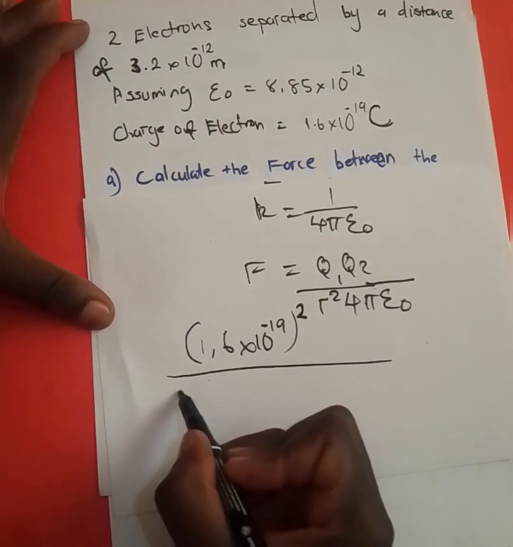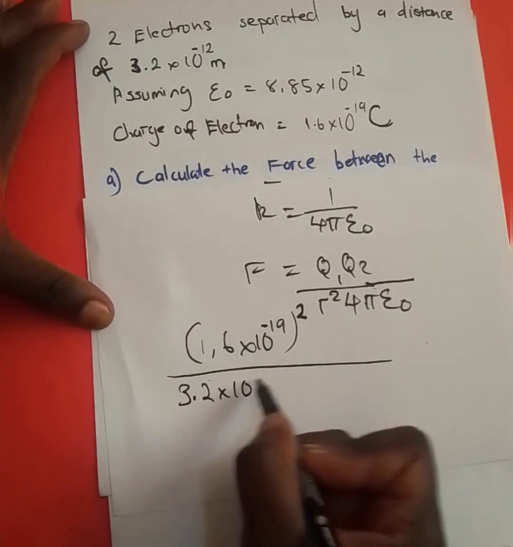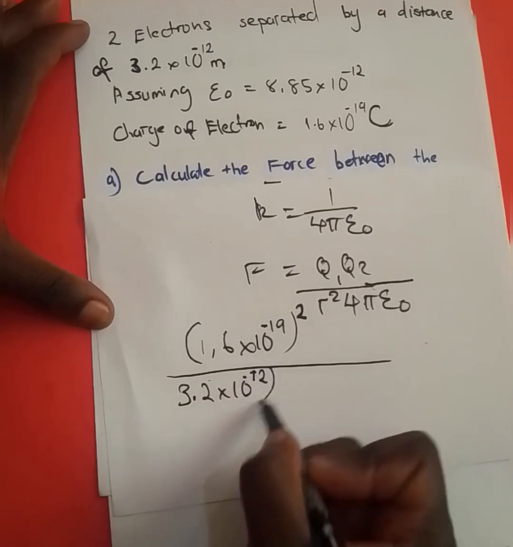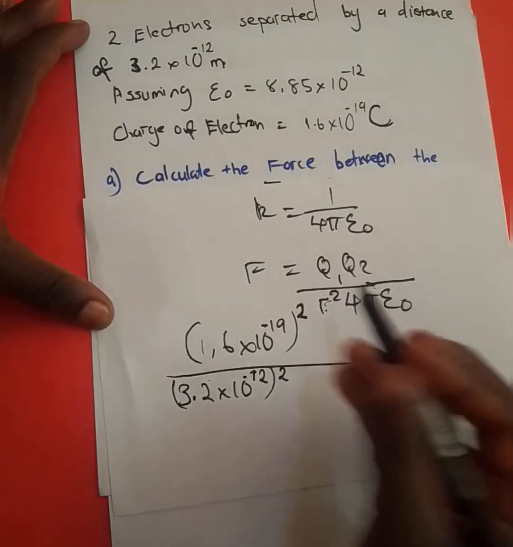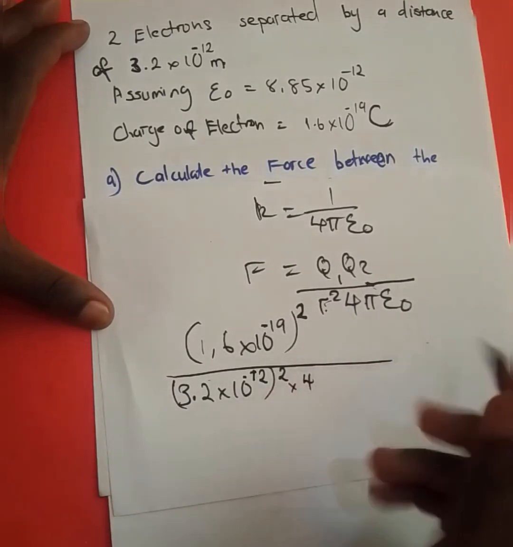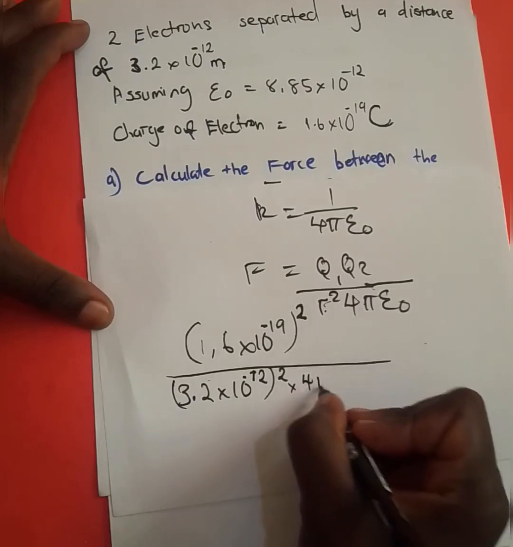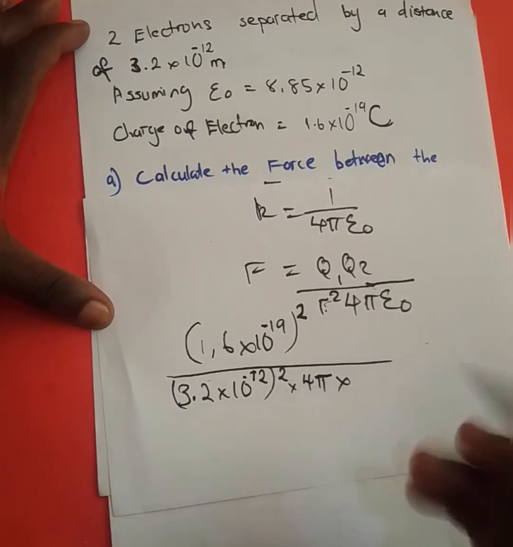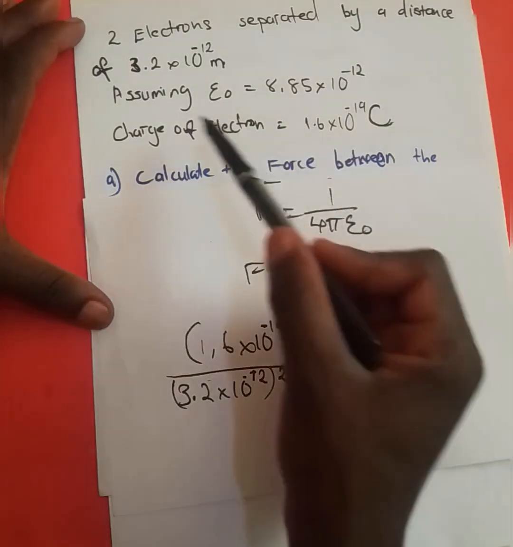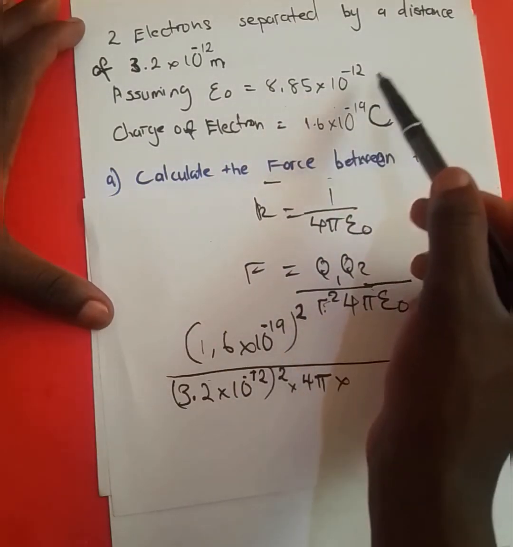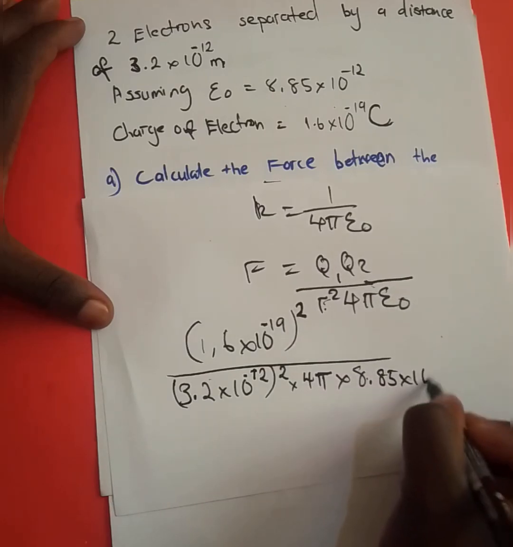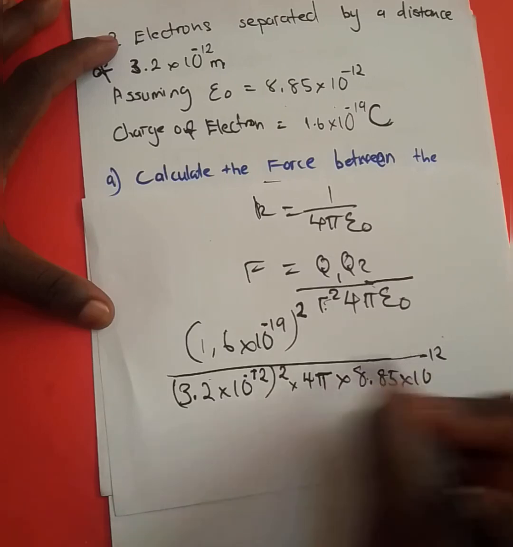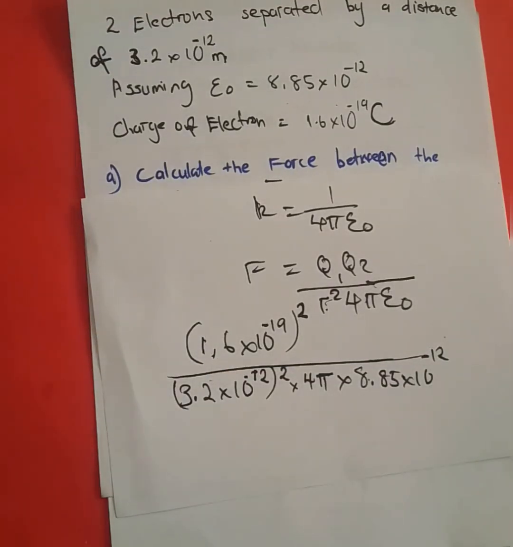So we have 3.2 times 10 to the power negative 12, and the distance is squared since it's R squared, times 4 pi times E naught. E naught is the constant we've been given, which is 8.85 times 10 to the power negative 12. So we are at this point now to calculate the force between the electrons.